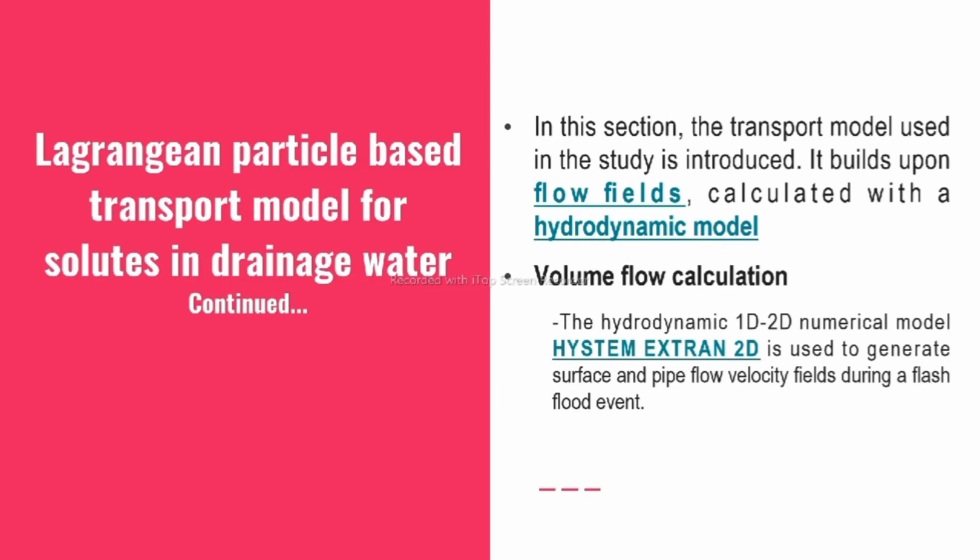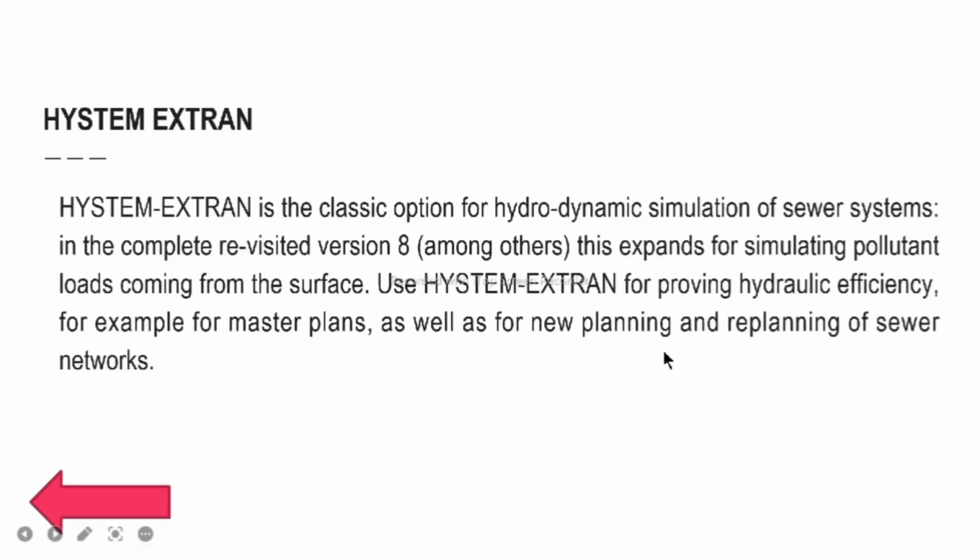And this HYSTEM-EXTRAN 2D is defined as follows. It is the classic option for hydrodynamic simulation of sewer systems. It is also used for simulating pollutant loads coming from the surface. Use HYSTEM-EXTRAN for proving hydraulic efficiency, for example for master plans, as well as for new planning and replanning of sewer networks. So it is in line with sewer systems, and it is a classic option for hydrodynamic simulation.